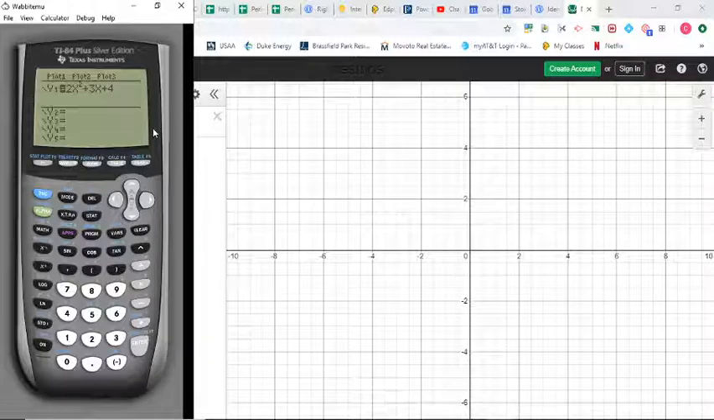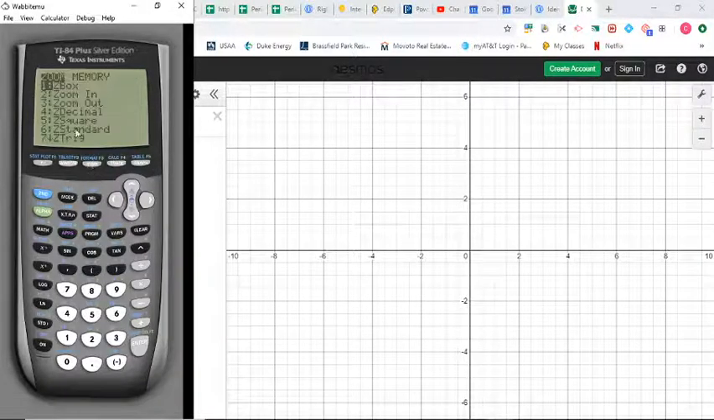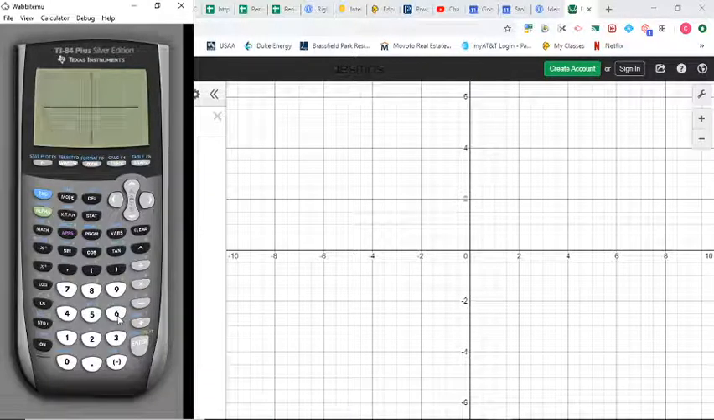A good thing to do, you guys, if you ever want a 10 by 10 window, where your x-axis goes from -10 to 10 and your y-axis goes from -10 to 10, the way that you get that every single time is you hit zoom and then you hit 6 for standard. You can either hit the 6 button or scroll down and hit enter when you're over the 6. It's up to you. Whatever you want to do, it gives you this nice window.